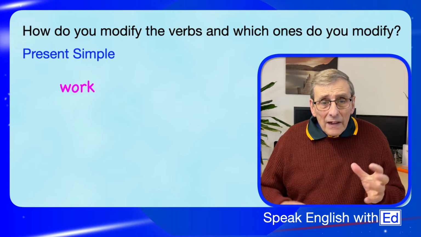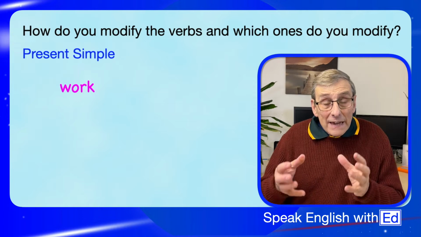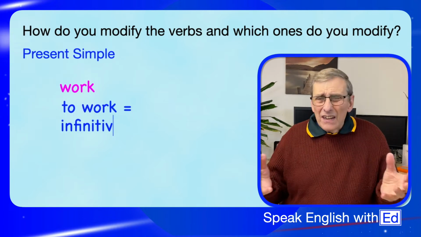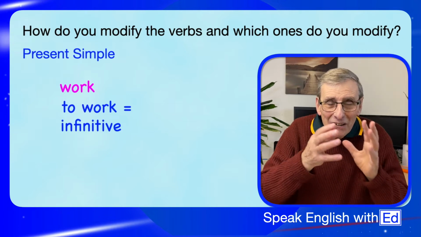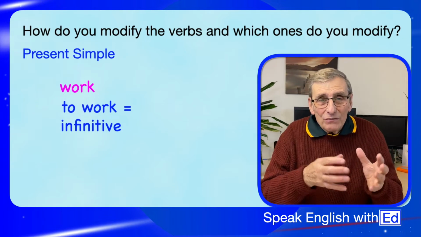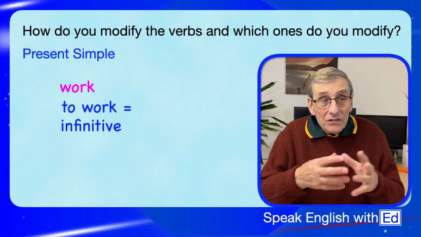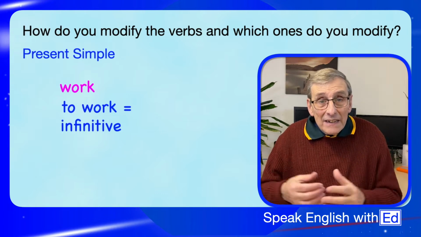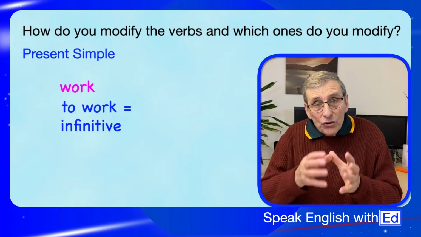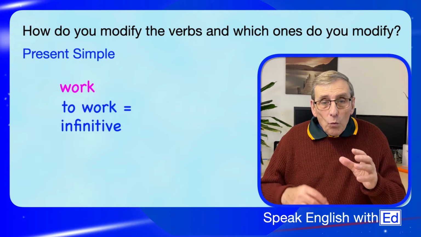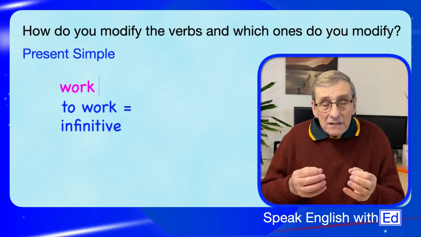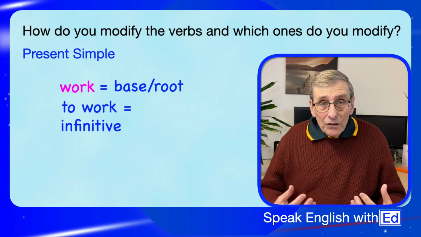Let's look at the verb work. Now, the infinitive of this verb is to work. It's a phrase that you hear all the time. People always put to in front of a verb. To, whatever the verb is, to be, for instance. So to is the infinitive of the verb. And work is the base or the root of the verb.